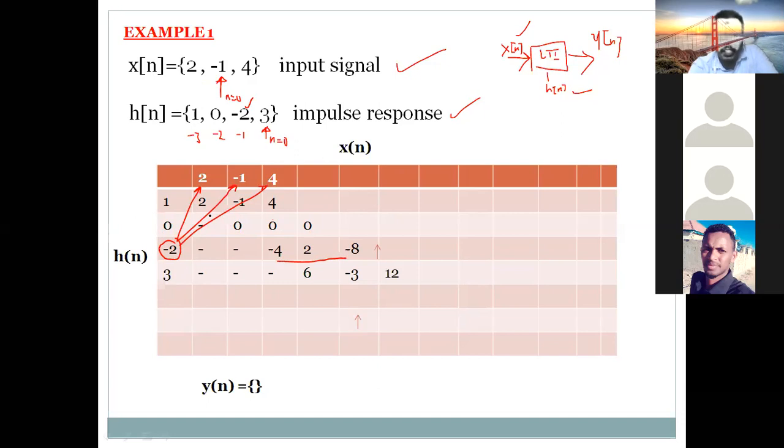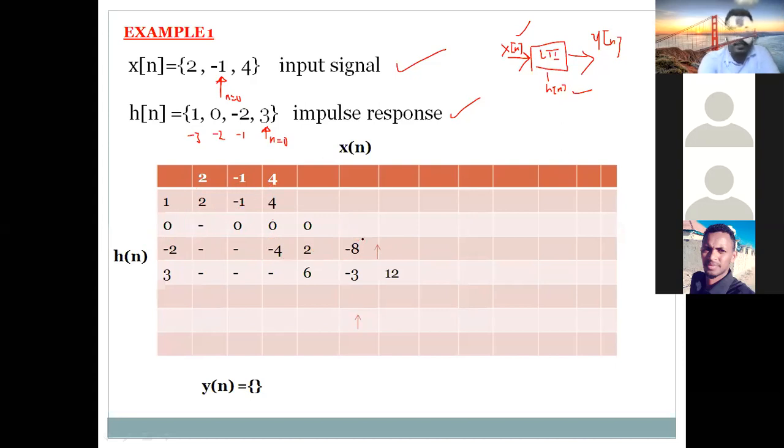But before that, in this first case, there is no shift. In the second part, there is a shift by 1, right? In the third part, shift by 2. Then we multiply this -2 by each sample. -2 times 2 is -4. -2 times -1 is 2. -2 times 4 is -8.